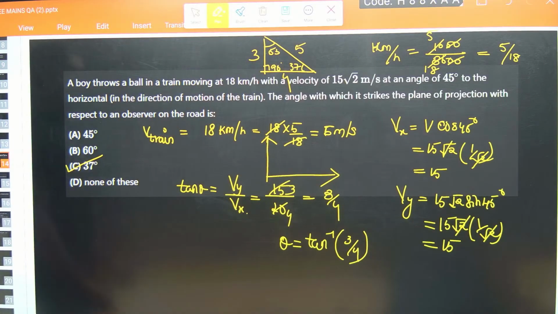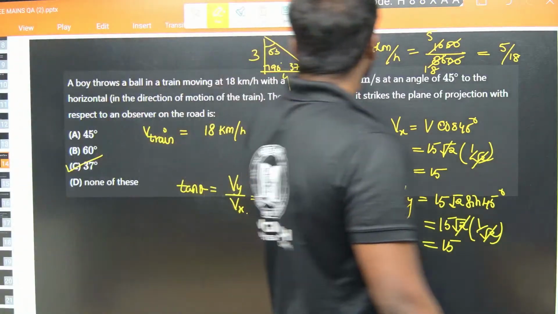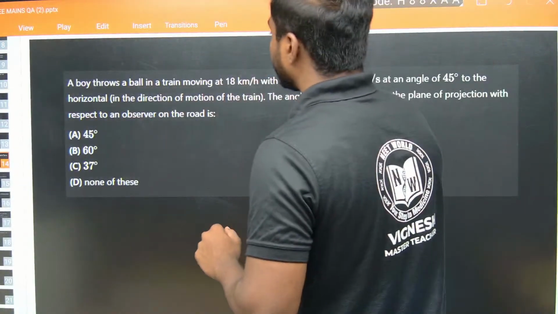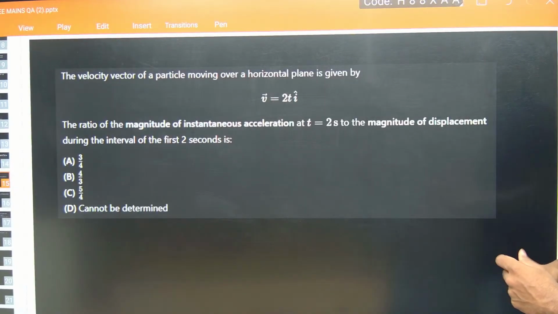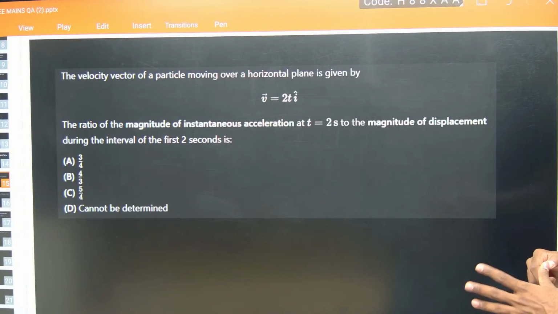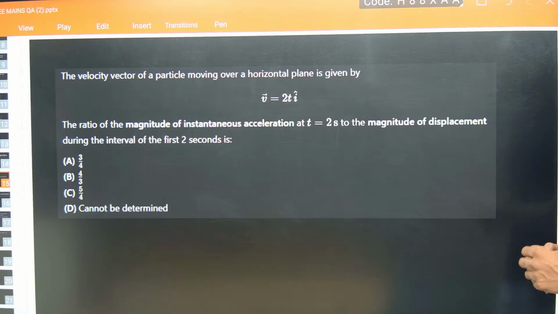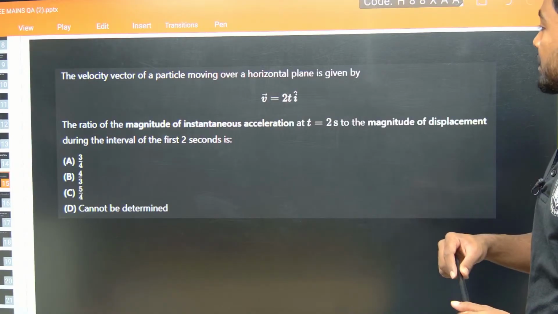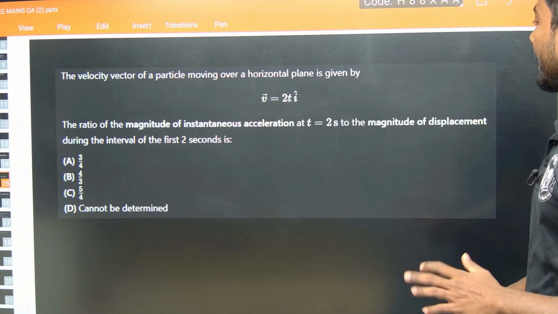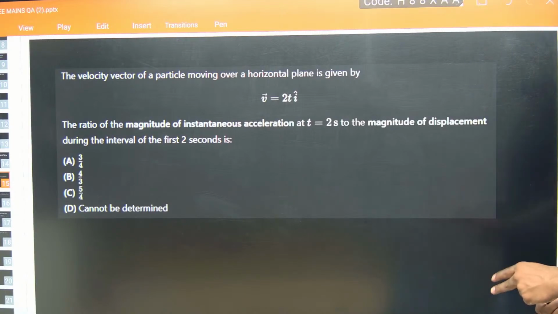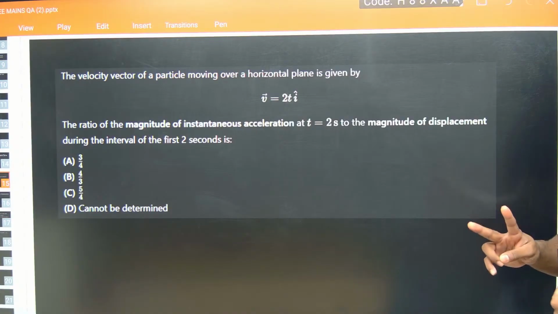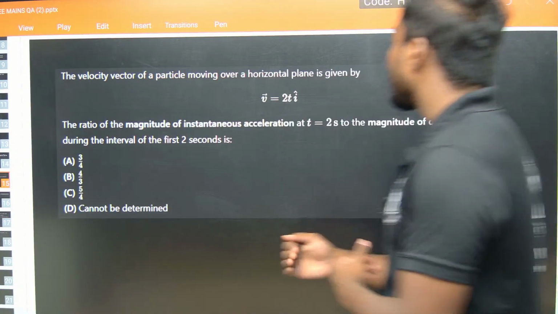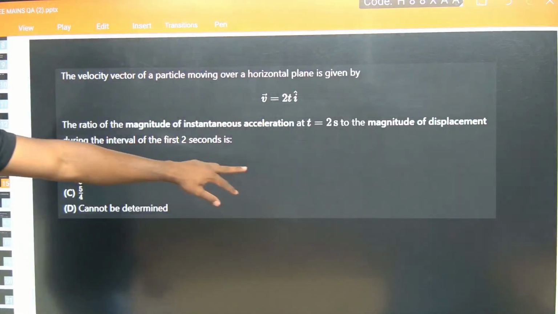We'll go for the next question. Okay. The velocity vector of a particle moving over a horizontal plane is given by v is equals to 2t i cap. The ratio of the magnitude of instantaneous acceleration at t is equals to 2 seconds, to the magnitude of displacement during the interval of the first 2 seconds. Okay, they are asking about the ratio between the acceleration and the displacement, right?